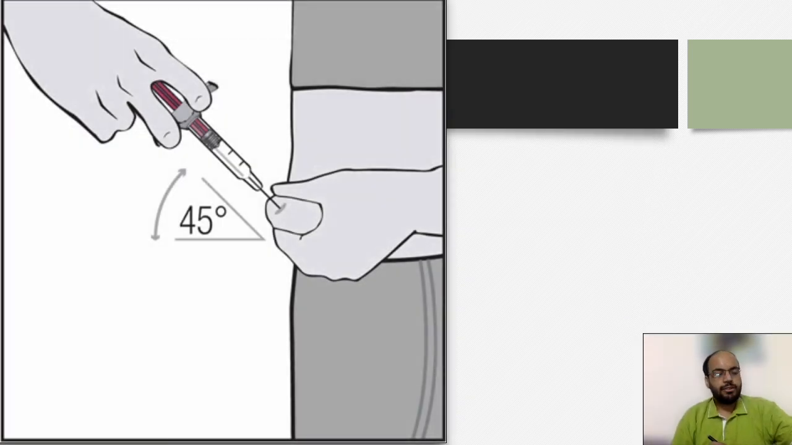Now this image is also taken from the adalimumab lecture. You have to keep it at 45 degrees. Make sure the syringe is inside the subcutaneous fatty part after pinching it. You have to pinch it. So if this is, let's say, the abdomen, you pinch it a bit and then inject into the subcutaneous part and inject it fully. Clear?